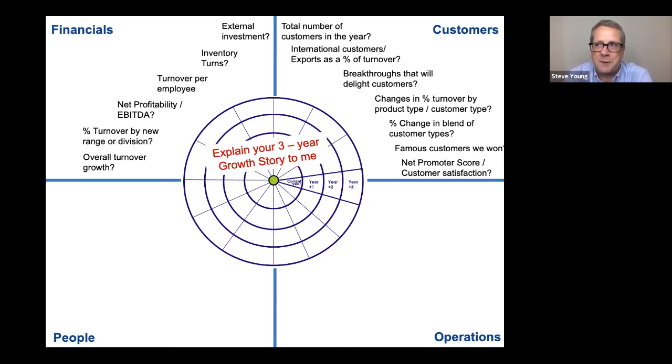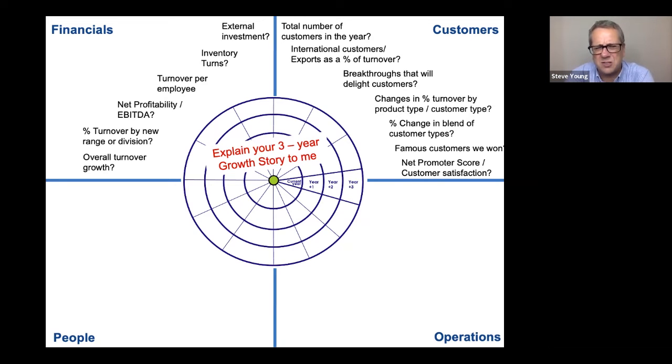So they don't always have to be numbers. It could be words here that we're going to describe year on year. So we set the bar at year 3 and we say, okay, one of the breakthroughs in year 3 is going to be around maybe quality of this, and maybe year 2 is going to be to do with speed, and maybe year 1 might be to do with range or something like that.